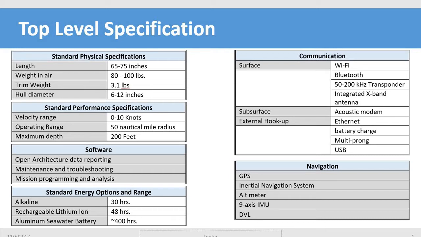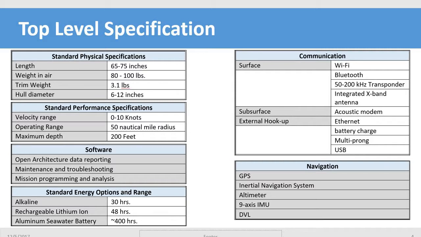This slide covers the top level specifications for the AUV. First, your standard physical specifications include its length at 65 to 75 inches, its weight in air at 80 to 100 pounds, its trim weight at 3.1 pounds, and its hull diameter at 6 to 12 inches. These physical specifications will help ensure the AUV is transportable and easily launchable by 1 to 2 man teams.